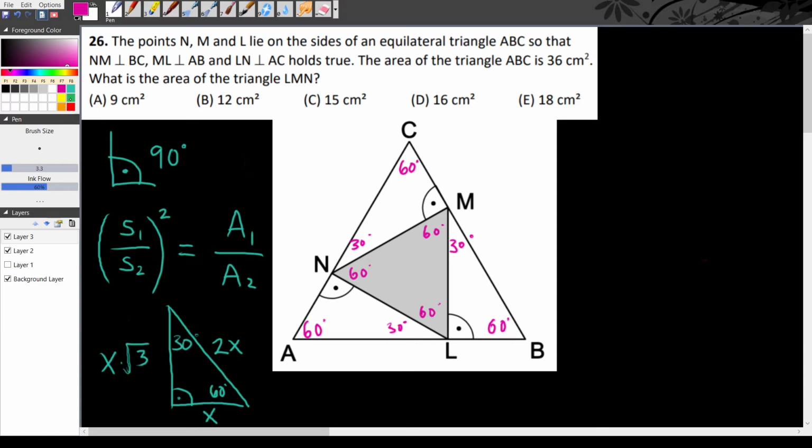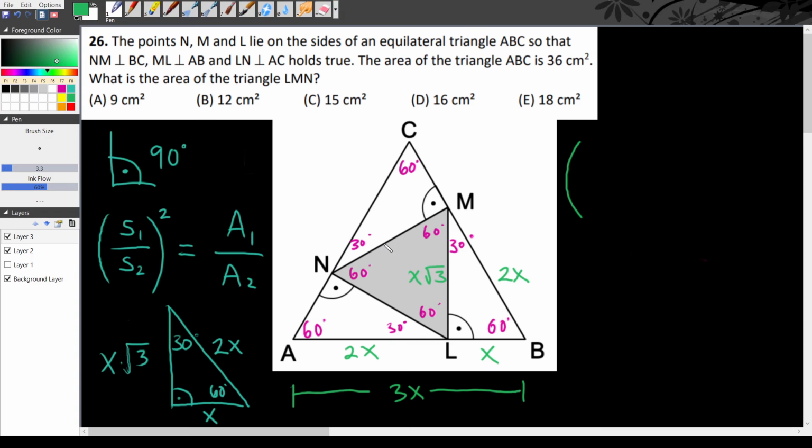So why don't we call the side length here x, then that means that the hypotenuse is 2x, and this other leg is x times square root of 3. And that means that length AL is also 2x, because that's the hypotenuse of the other 30, 60, 90 triangle. Meaning that the total length of AB is just 3x. So now we have the side length of the inner and outer equilateral triangles. And since we have the area of the bigger equilateral triangle, we can solve for the area of the smaller equilateral triangle. So why don't we do that?